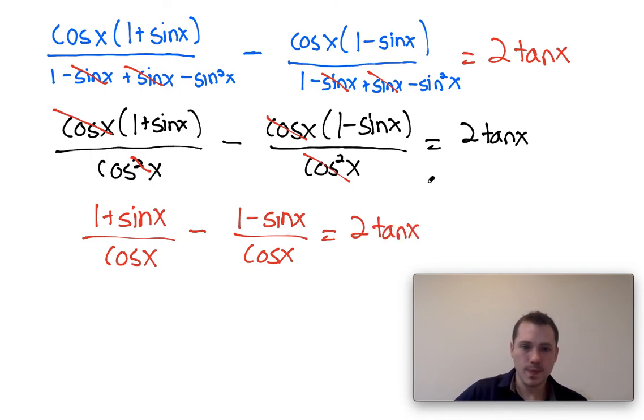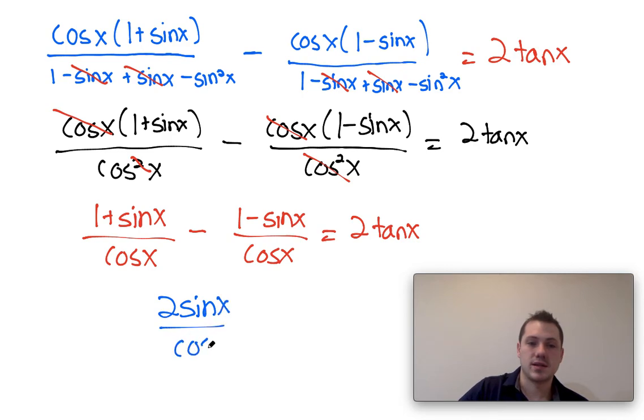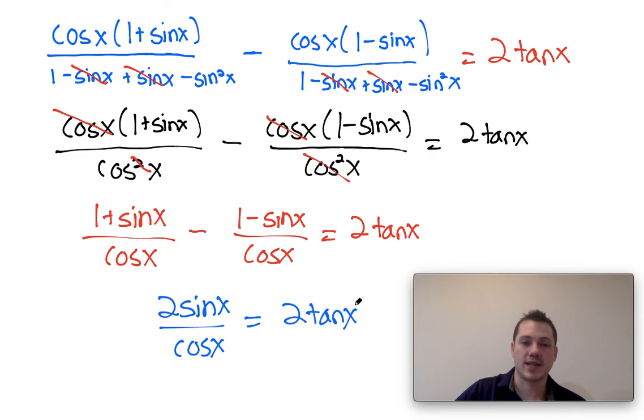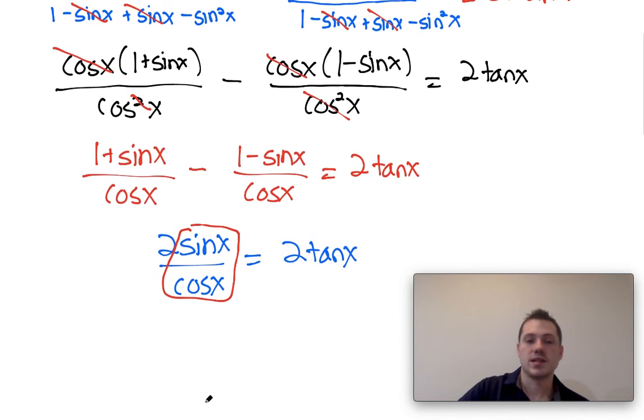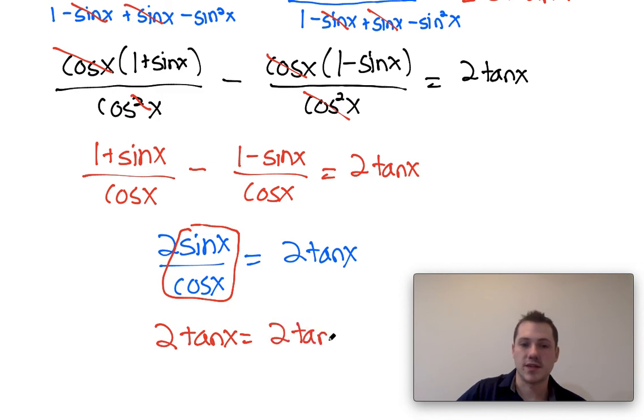So what I do is 1 minus 1, which is 0, and sine of x minus negative sine of x, I have to distribute that negative across, is going to be 2 sine of x. So I have 2 sine of x over cosine of x is equal to 2 times tangent of x. Now I can see that sine of x over cosine of x is just equal to tangent. So we find that 2 times tangent of x is equal to 2 times tangent of x.